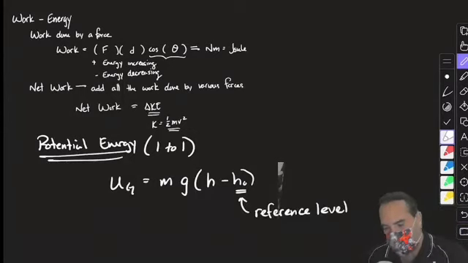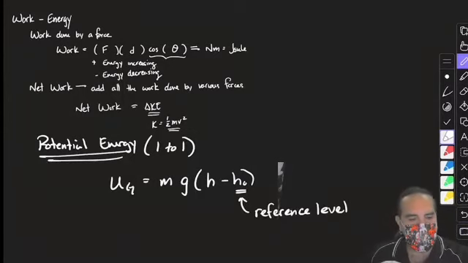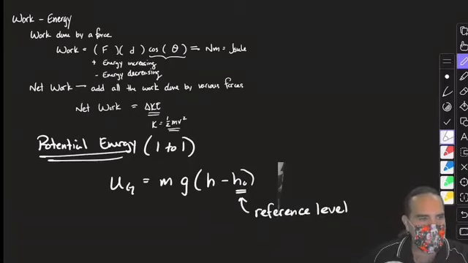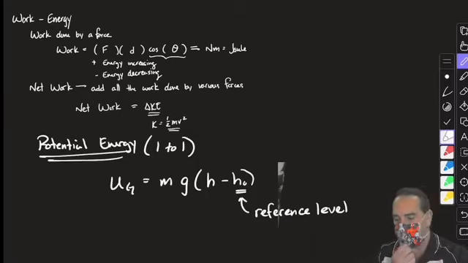What is the reference level? This is something we were talking about right at the close of the day on Friday. The reference level represents the lowest likely place that the object could go. The lowest likely place that the object could go.